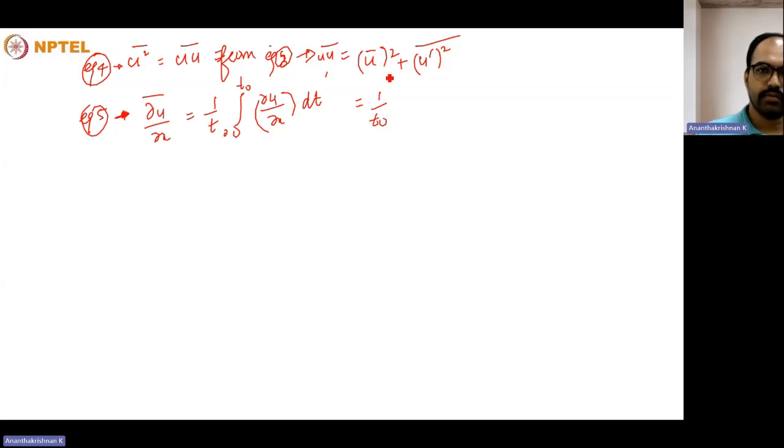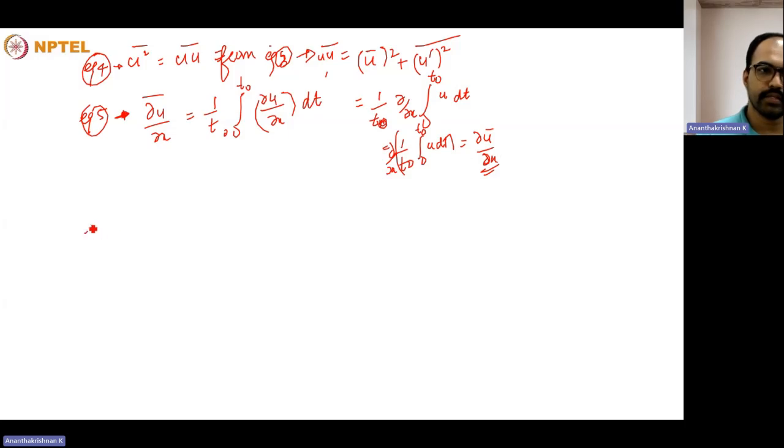1 by t0, dou by dou x of 0 to t0, u dt. So this is basically 1 by t0. We take it outside, so it will be dou by dou x of 1 by t0, 0 to t0, u dt. That will be equal to dou u bar by dou x. That completes the fifth identity.